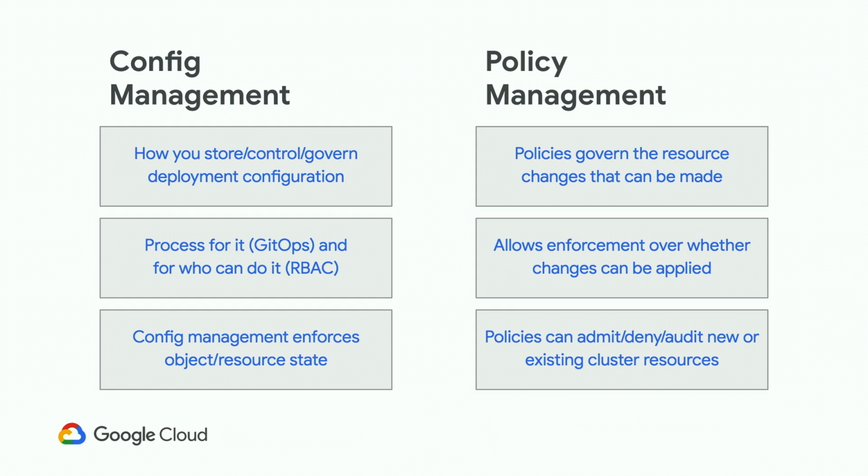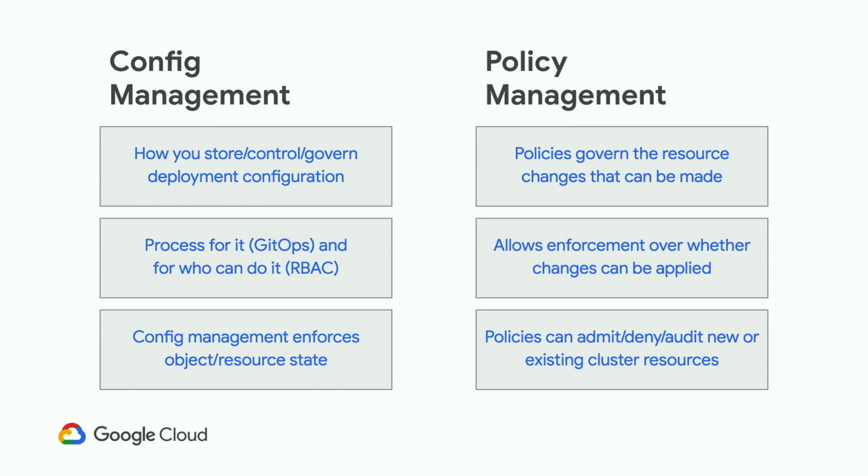Now, policy management and config management, there's a little bit of overlap, and I think from a mental model perspective, there's sometimes a little bit of kind of collapsing these two together, but they are very distinct, especially in the way that ACM sees them. So from a config management perspective, the config management is really all about how do you store, control, and govern, right, your deployment configuration. There's typically a process for how it gets done. In the case of ACM, that's like a GitOps style process. And there's typically a process for who can do it using something like Kubernetes role-based access control, or RBAC, to control that. But ultimately, config management's really about how you enforce object or resource state in the cluster.